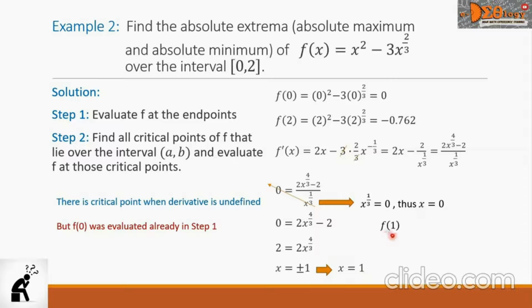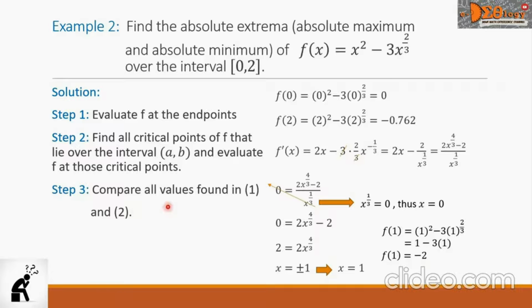So we have this f of 1 now equal to 1 squared minus 3 times 1 raised to 2 over 3. This 1 squared is 1 minus 3 times 1. This 3 times 1 is 3, and 1 minus 3 is simply negative 2. So f of 1 is negative 2.